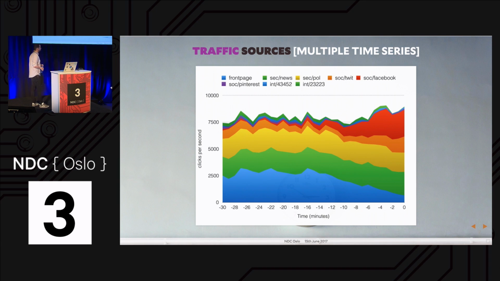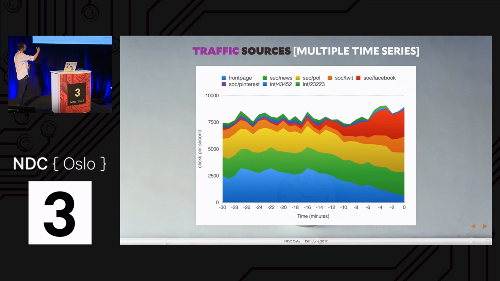Another example, keeping also the referrer in mind in terms of where the traffic is coming from. This is for a given article. You can see that different sources of traffic are displayed here. And here we use multiple time series to create the different lines or different areas.